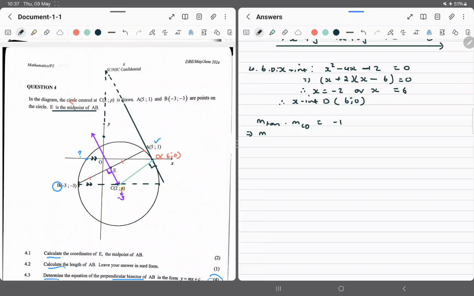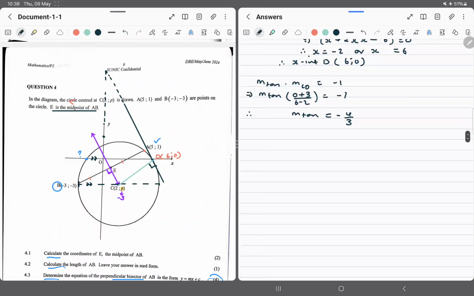This implies that the gradient of the tangent multiplied by this one, which is 0 minus -3 over 6 minus 2, equals -1. We can say, therefore, the gradient of the tangent is equal to, then what happens, this is 3 over 4. So this one becomes -4 over 3 as a result.